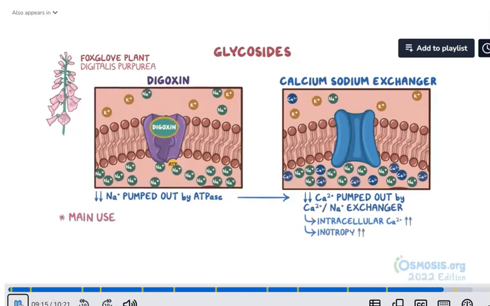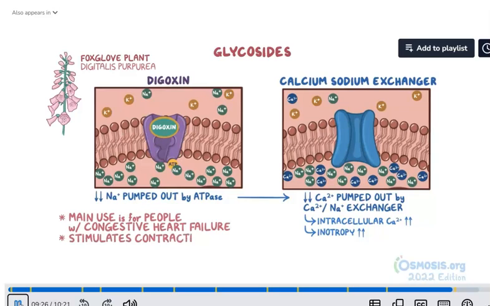The main use of this class of drugs is for patients with congestive heart failure whose ventricles can't contract hard enough to pump enough blood into the body. So, this class of drug is used to stimulate contractility.